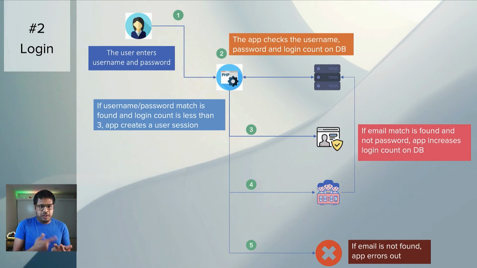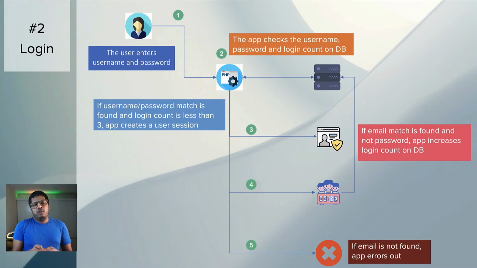If a username password match is found and the incorrect login count is less than 3, which means a brute force attack is not detected, then the app will create a user session, which is the happy path.